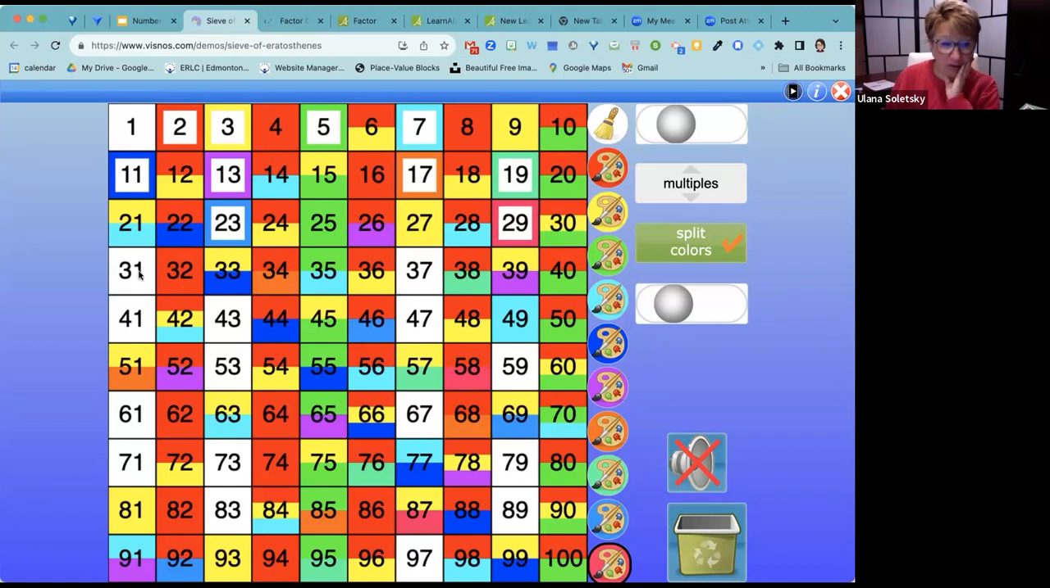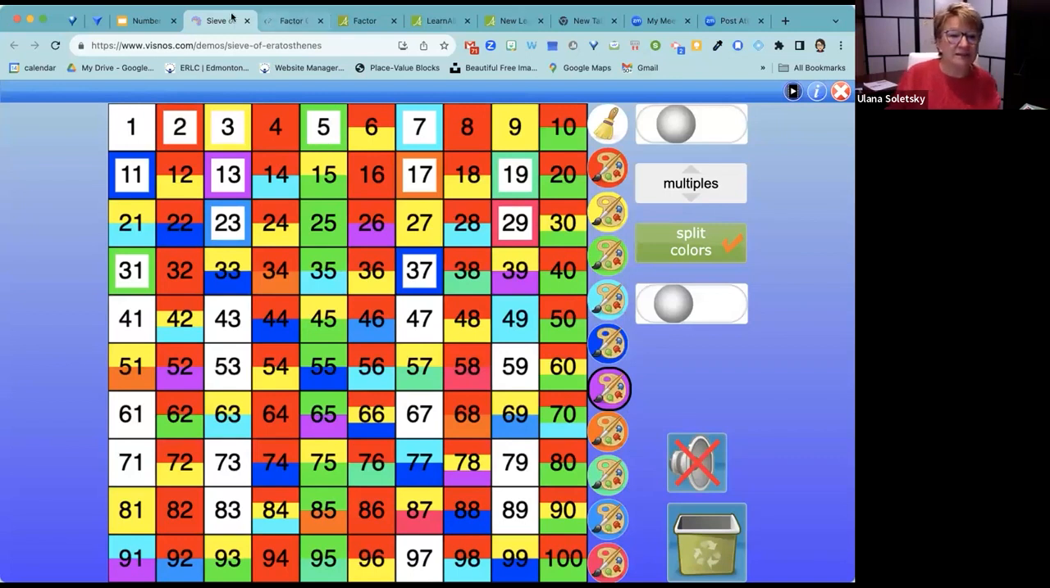And I can keep going. Now I'd have to start reusing colors. So let's just choose green for 31. And then how about this dark blue one for 37? And of course, I would just keep going and going.